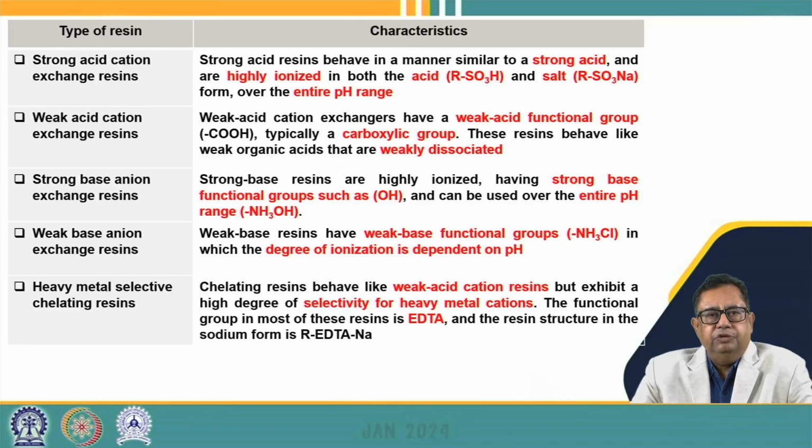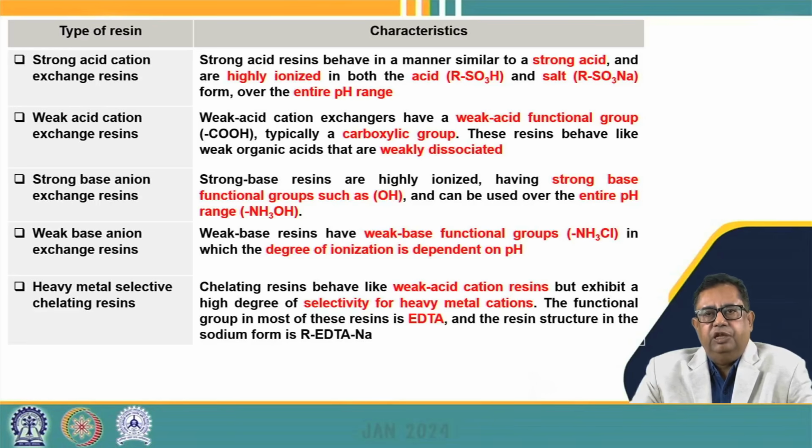And in the last, we can also have heavy metal selective chelating resins, which also behave like weak acid cation exchange resins, and they also have a very high degree of selectivity for the heavy metal cations. That's why they are called selective chelating resins.